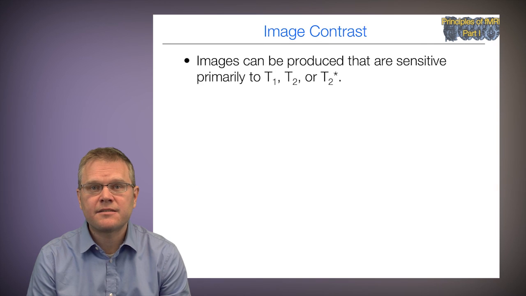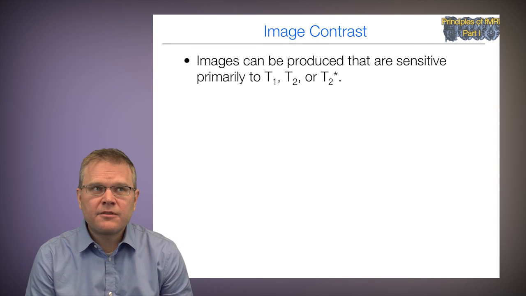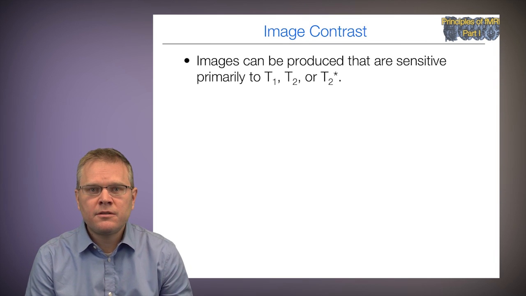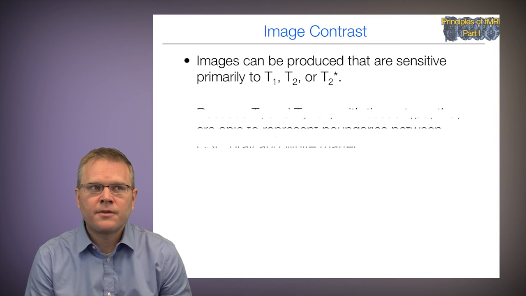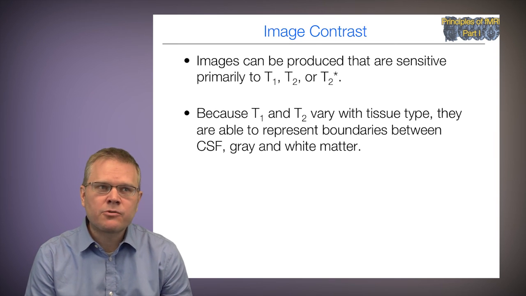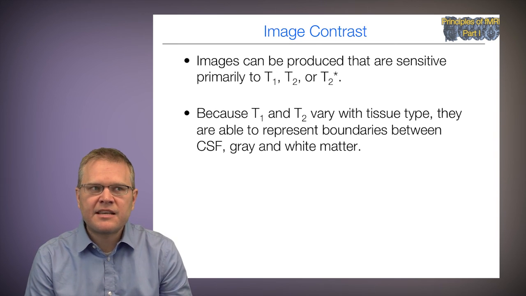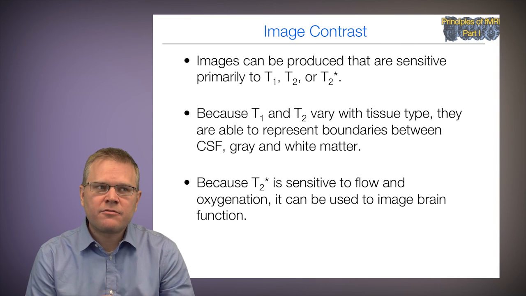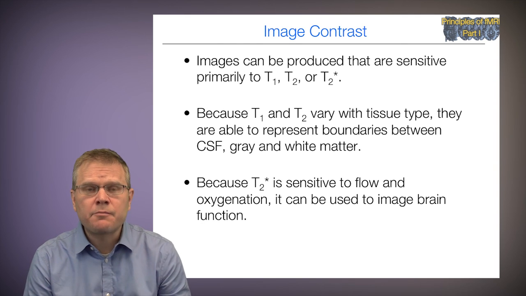So in short, images can be produced that are sensitive primarily to T1, T2, and T2 star. And because T1 and T2 vary with tissue type, they're able to represent boundaries between CSF, gray, and white matter. And because T2 star is sensitive to flow and oxygenation, it can be used to image brain function, and it's going to become important for functional MRI.